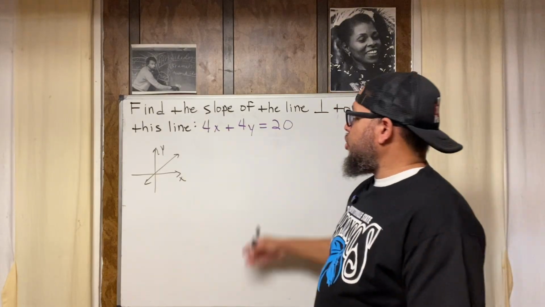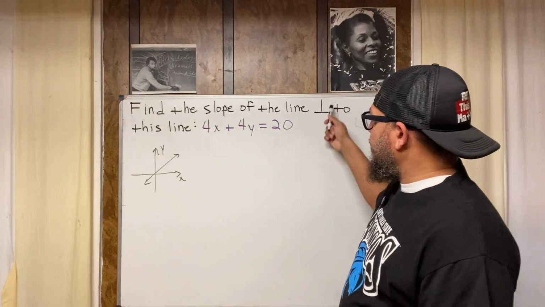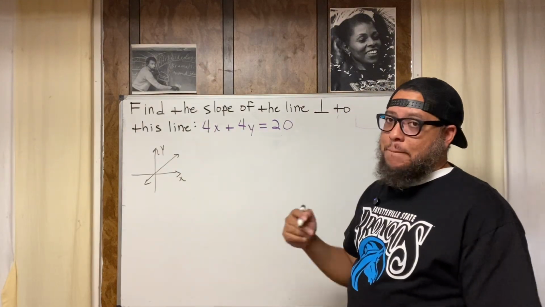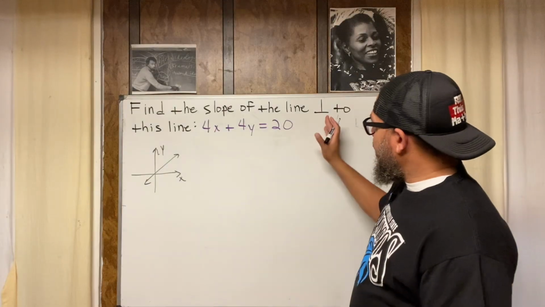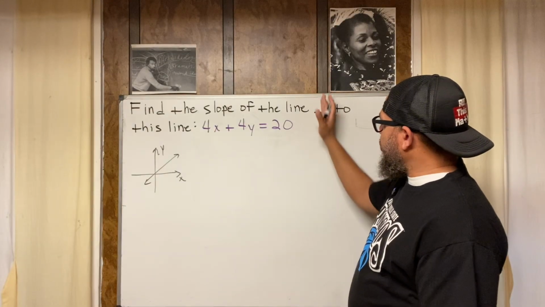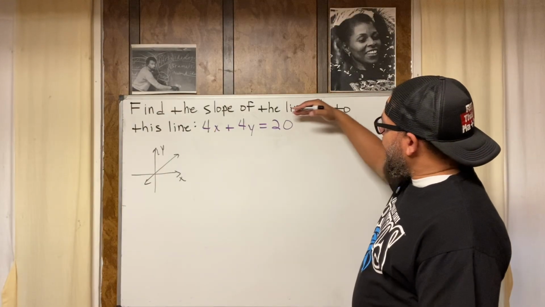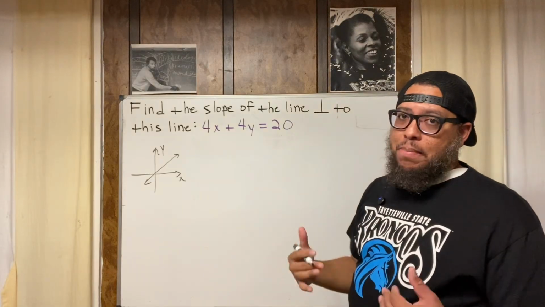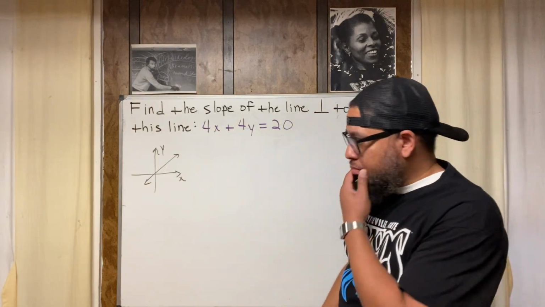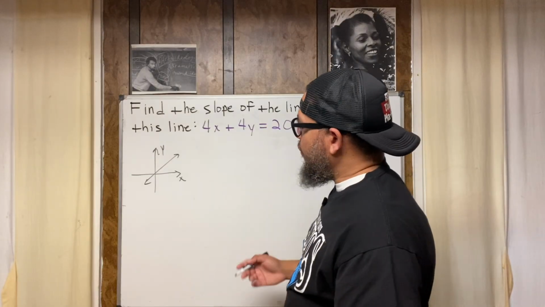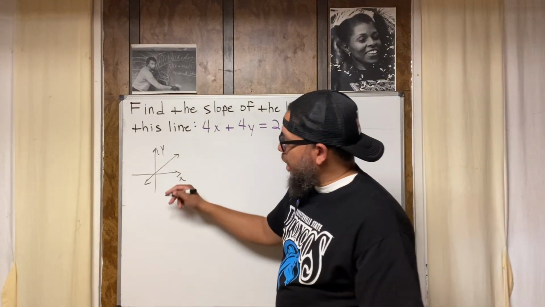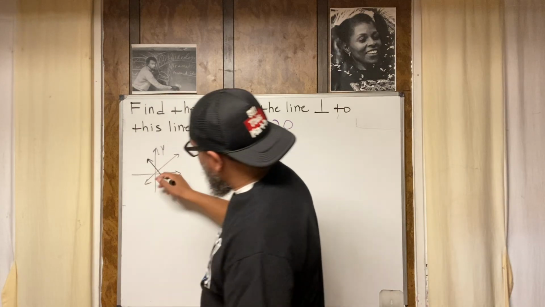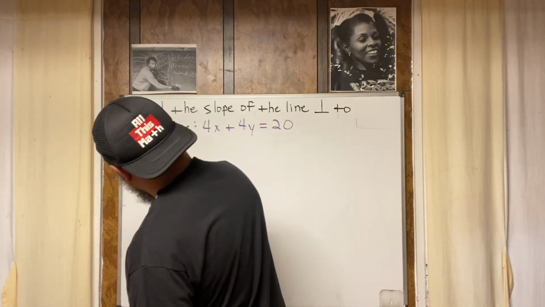So we want to find the slope of the line that is perpendicular to this line. This upside down T, make sure you know that, means perpendicular. Notice how this vertical line is at a 90 degree angle with that horizontal line within the symbol. That's called perpendicular. So for example, if I was drawing a line that was perpendicular to this line, it would look something like this. Yeah, because that's at a 90 degree angle.